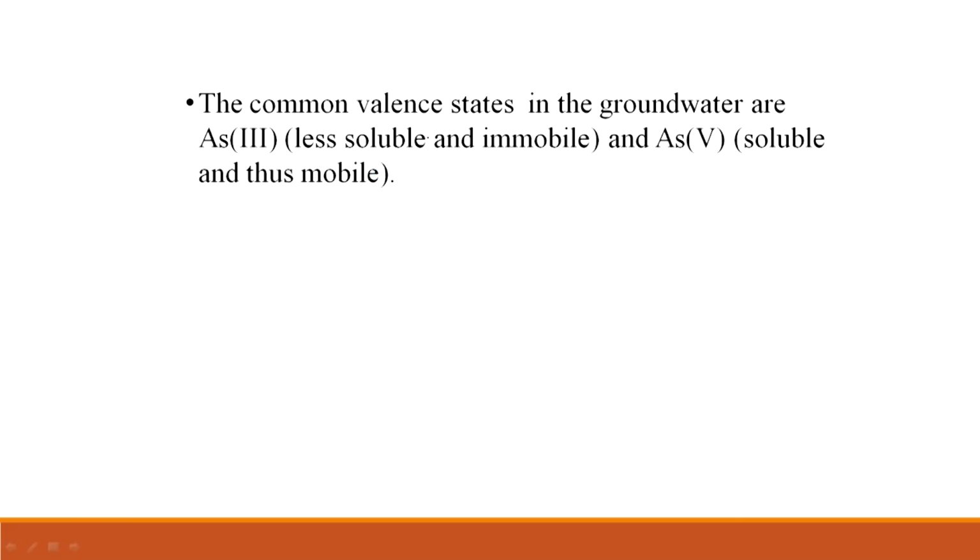So some chemical background or chemistry, I guess. Arsenic 3 is relatively less soluble, meaning it's typically in solid form, and it's relatively immobile also. But arsenic 5 is highly soluble, and thus mobile. And in India we also have deposits of arsenic 3, and that can lead to groundwater pollution due to arsenic.